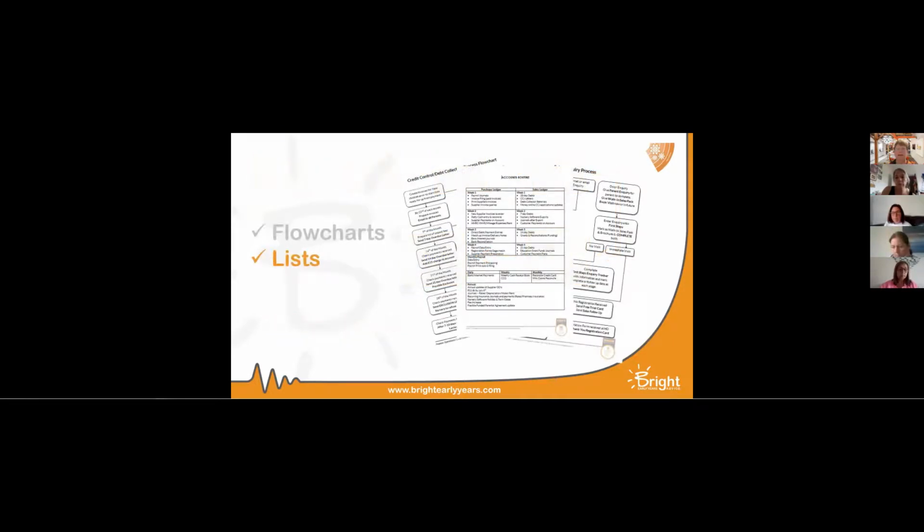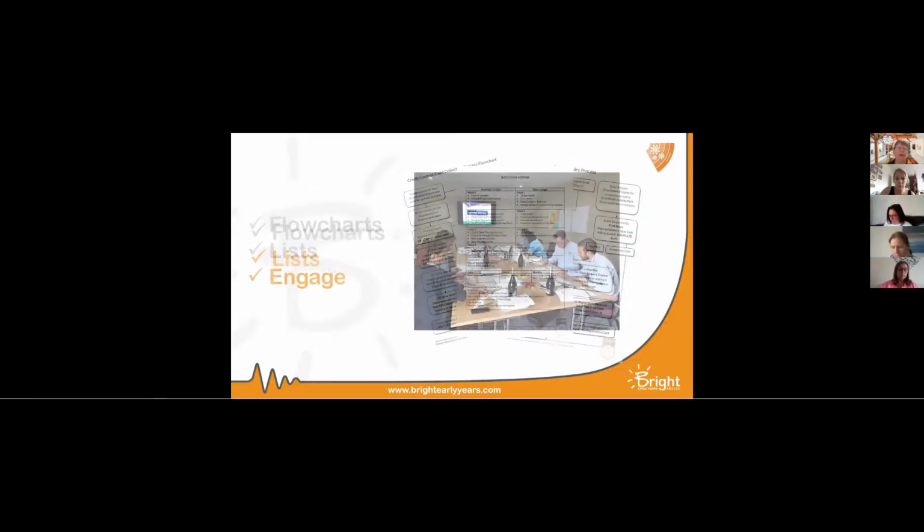So it can be done in a flowchart style, or it can be done as a list as well. We have a variety of different flowcharts and lists, some for business processes, some for inquiry processes and all of those sorts of things. So start thinking about anything that's not working. How can we make it more consistent? How can we build it out into a framework that other people can follow?